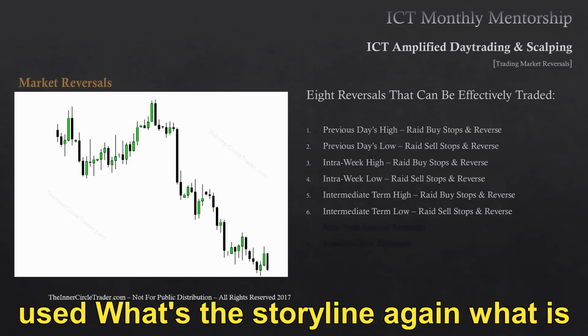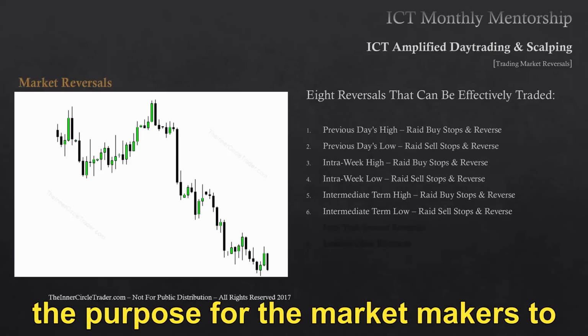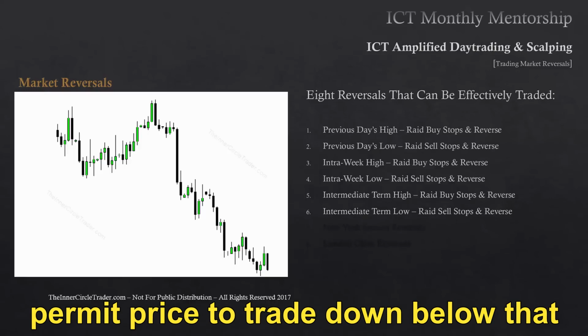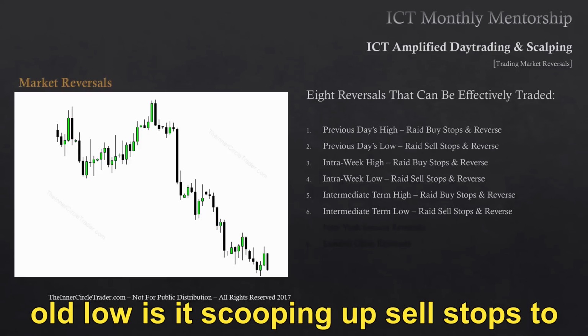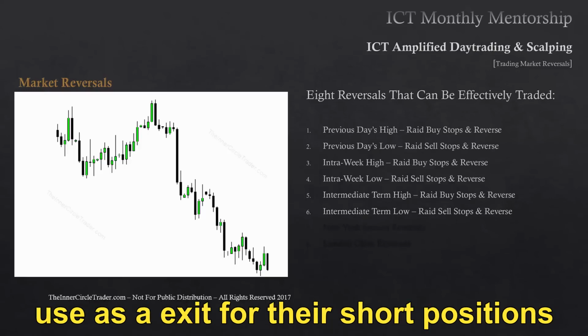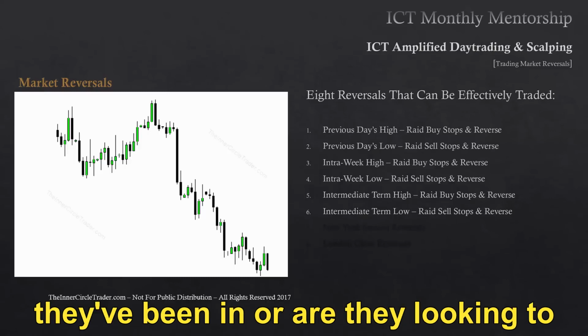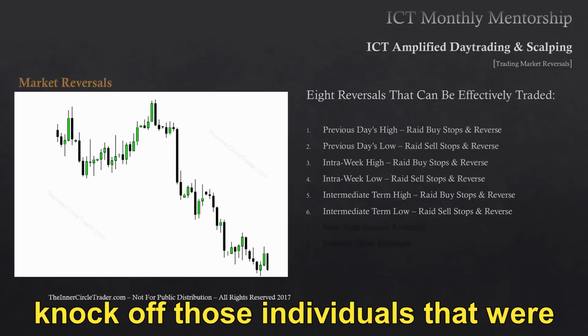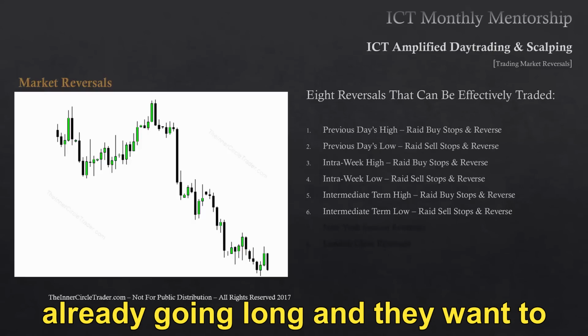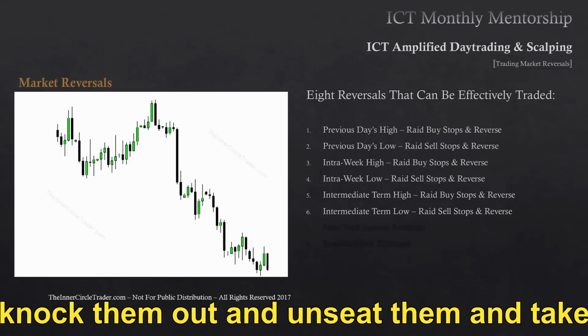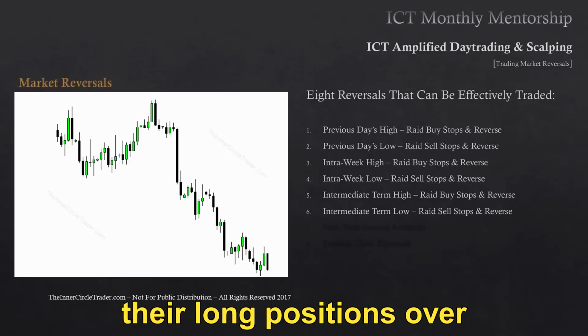What's the storyline again? What is the purpose for the market makers to permit price to trade down below that old low? Is it scooping up sell stops to use as an exit for their short positions they've been in? Or are they looking to knock off those individuals that were already going long and they want to knock them out and unseat them and take their long positions over?